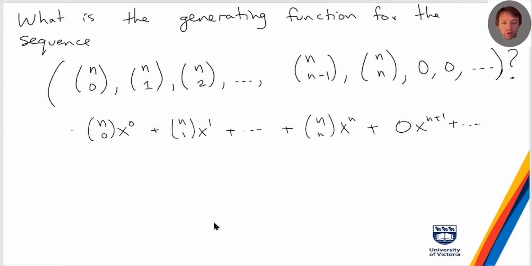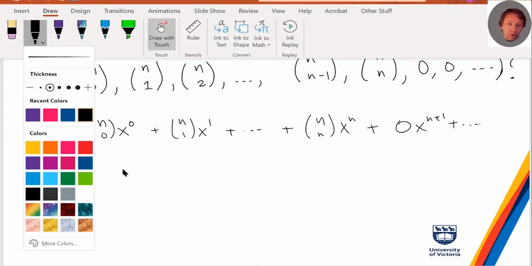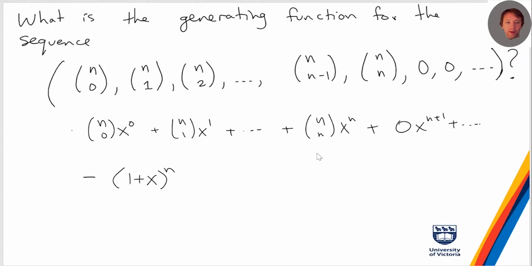Can anyone give me a closed form expression for this function? Here I've written it as a sum, but it's also useful to ask what this function is if I represent it in closed form without a sum. Yeah, good. Someone notices this is the same thing we were dealing with in the poll. So this is (1 plus x) to the n. This is an example we've seen before, from the binomial theorem. If I have a finite sequence which is just the binomial coefficients of n, then the generating function is (1 plus x) to the n.